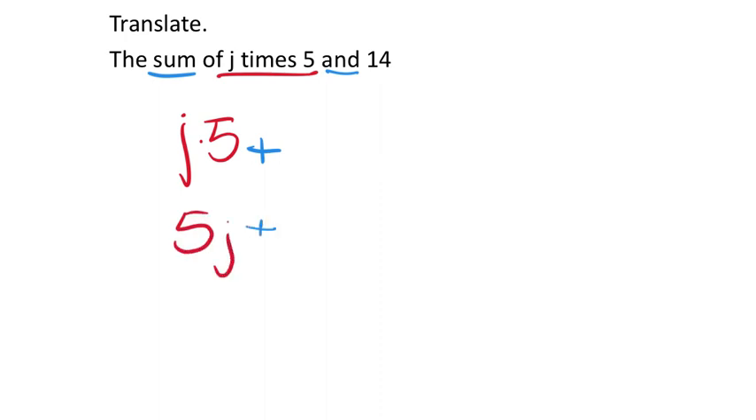And then I would show the addition. Well, what are we adding? The other value, 14. So we can do it like this. And yes, you could switch it. You could do 14 plus 5j or 14 plus j times 5. It's not going to matter. But I'm going to leave it as is, because that's more writing than I want to do.